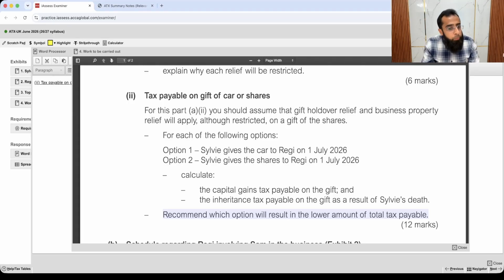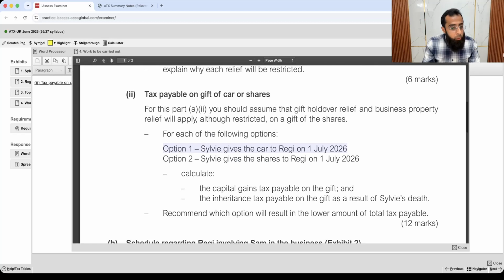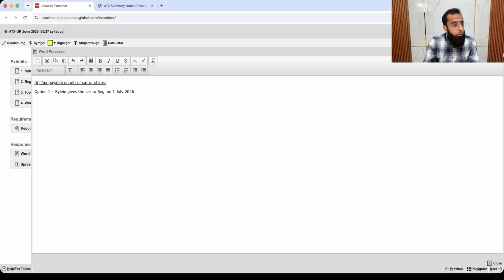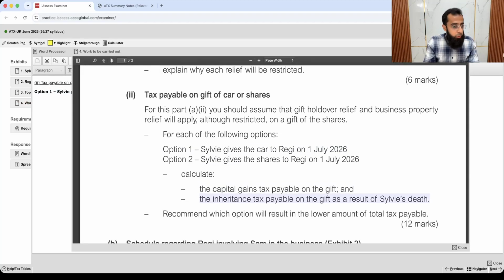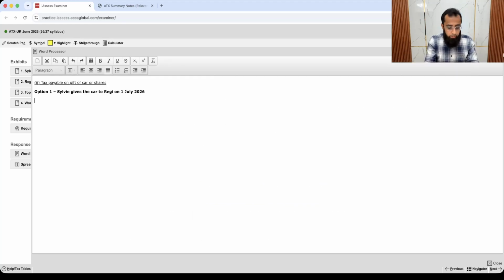Okay, no issue. What is the first option? First option is Sylvie gives the car to Regi on 1st July 26. This is the first option. Here you go, your first option. What do I have to do? Capital gains tax and IHT. Okay, let's look at it.